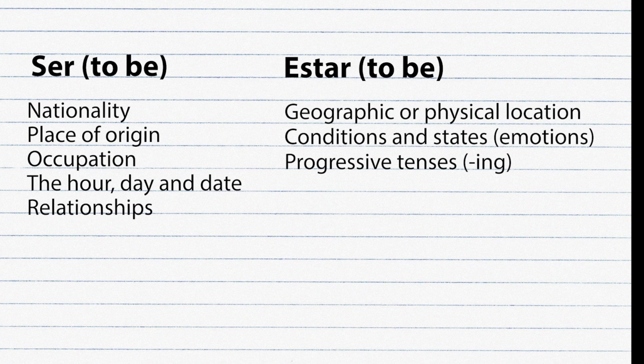The verb ser is used to talk about nationality, place of origin, occupation, time and dates, and relationships. The verb estar is used to talk about geographic or physical locations, conditions and states like emotions that are temporary, and are used in progressive tenses. We will talk about the progressive tenses later on.